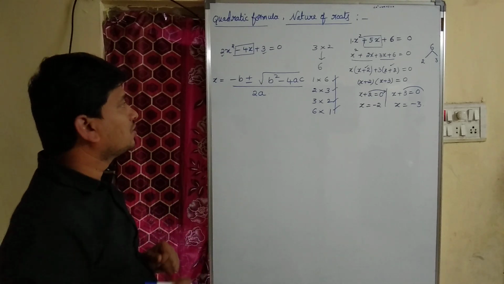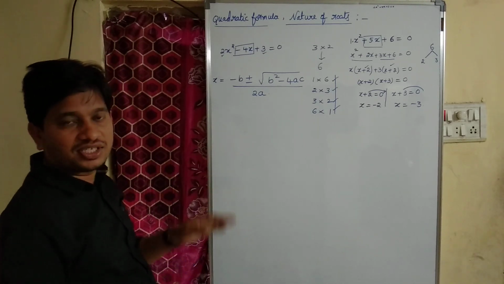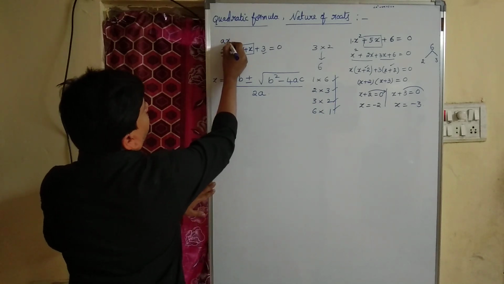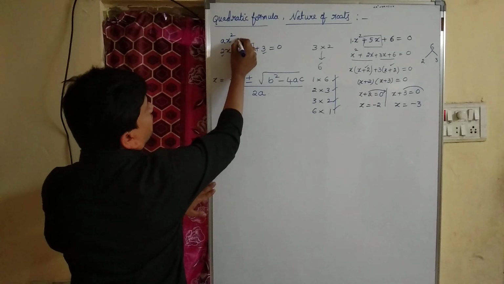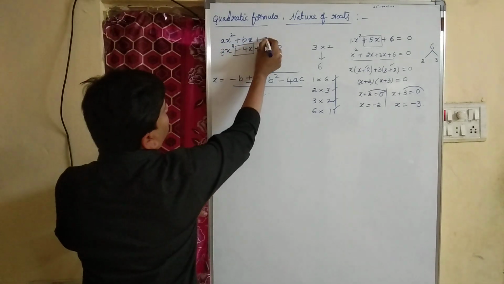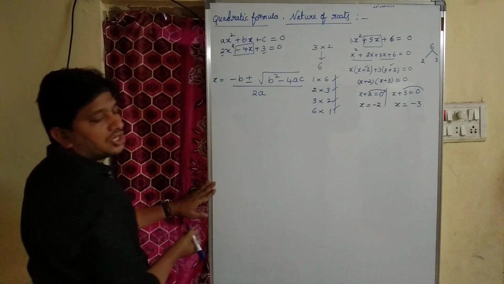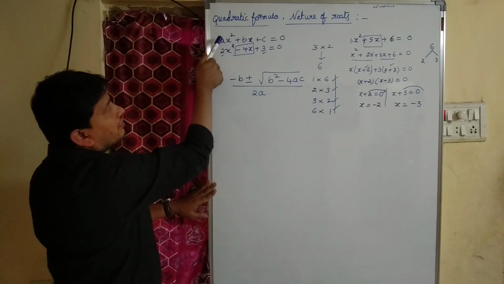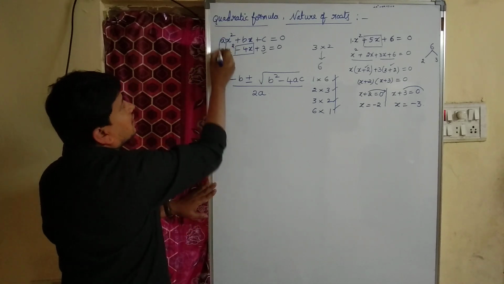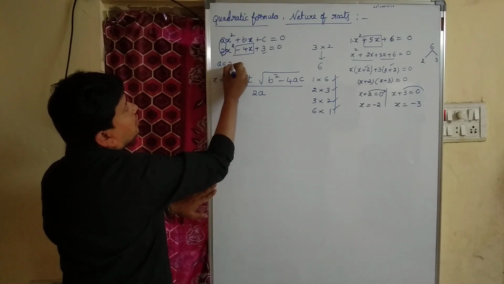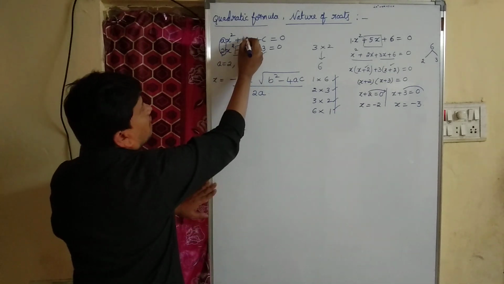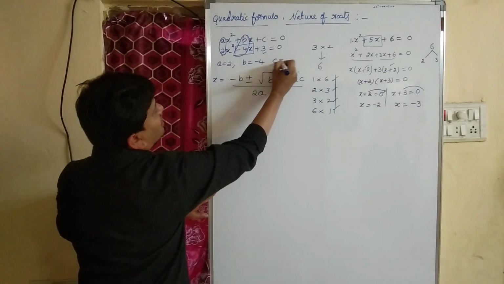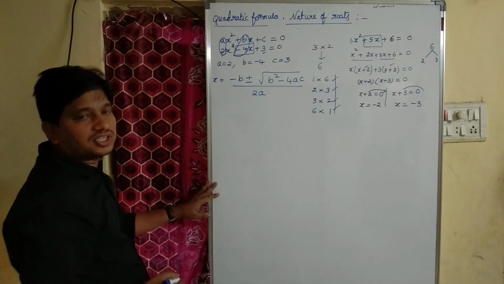Okay, children. So what is a, what is b, what is c? Already we know the standard form of the quadratic equation is ax square plus bx plus c equal to 0. Now if you compare the given quadratic equation with the standard form, what is the value of a, children? The a value is 2. And what is the value of b, children? The b value is -4. And what is the value of c, children? The value of c is 3, children.